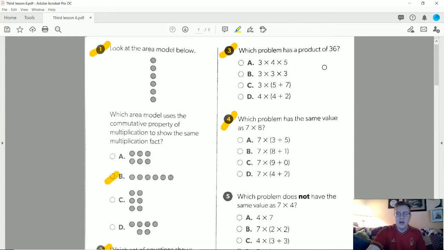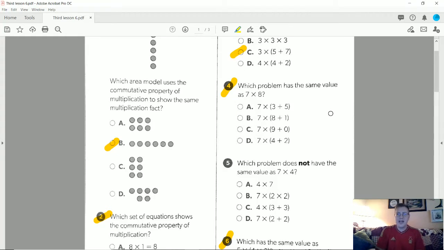Number 3, which problem has a product of 36? So if I start from the top, I could start with this and get 4 times 5 is 20, 20 times 3 is 60, so that's not going to be it. 3 times 3 times 3 is 27. Letter C, if we add this part first, we get 12 times 3, which would be 36, and that's going to be our answer. The other option would be 4 times 6, which would be 24.